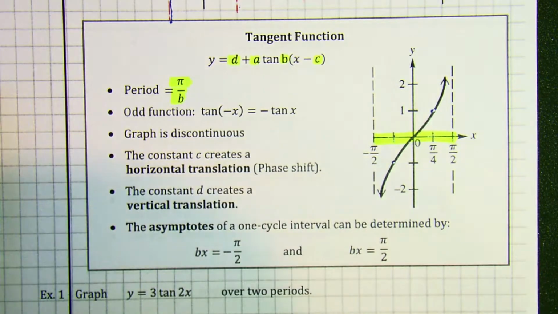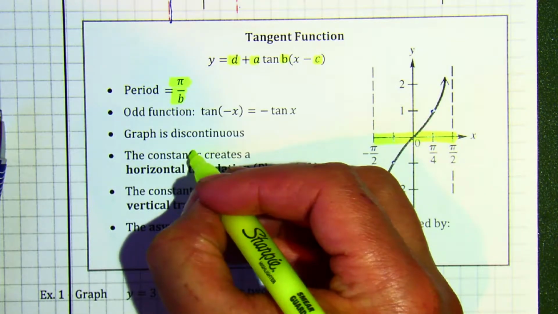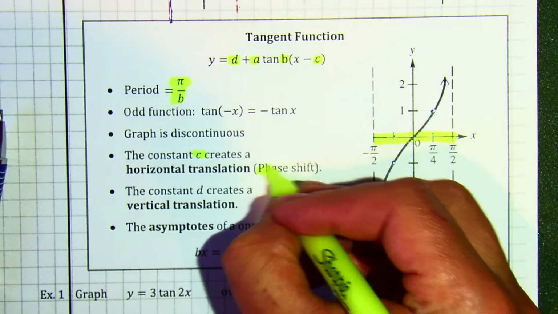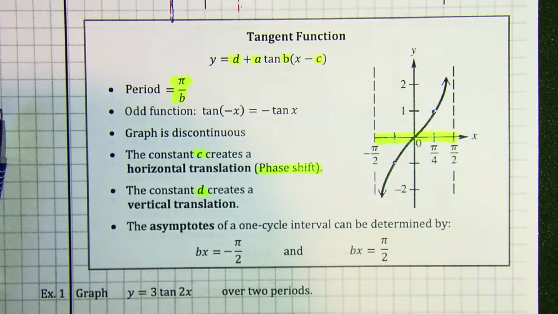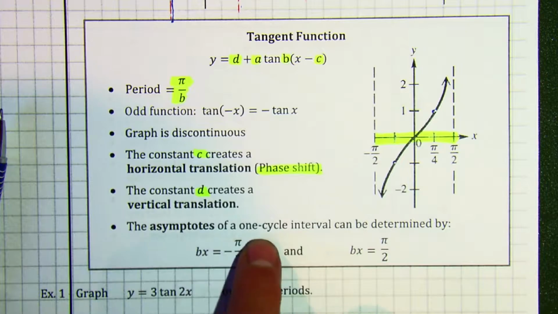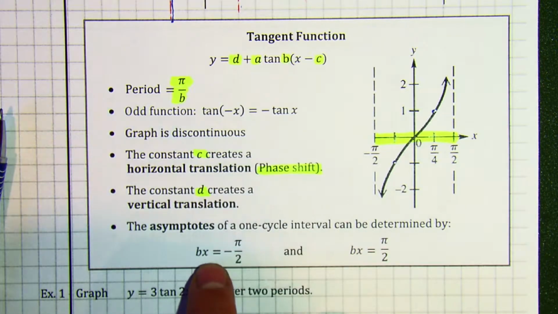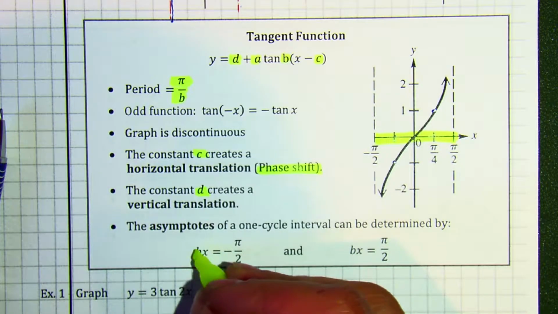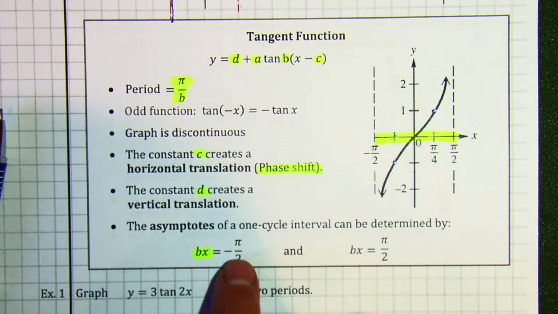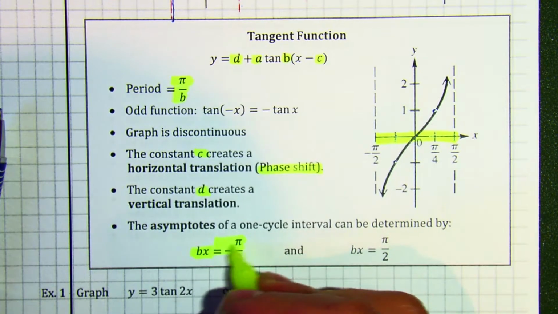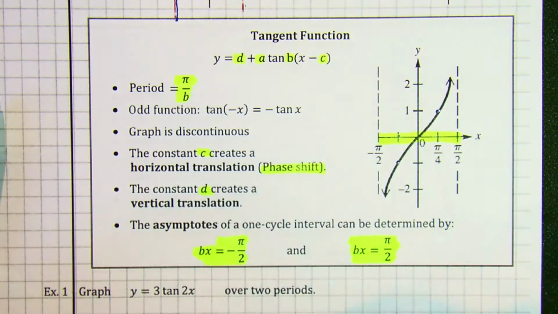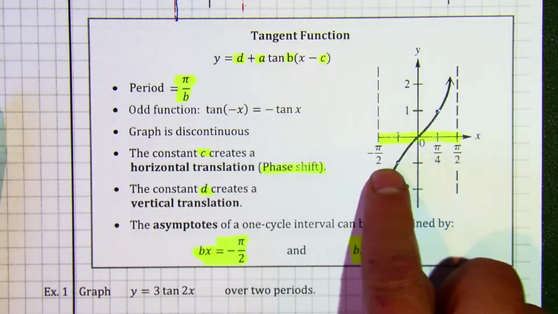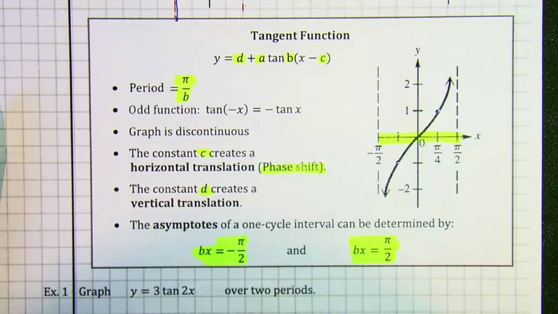The letter C, once again, is going to be your horizontal shift, which we usually call a phase shift. Your D is going to move it up or down, a vertical translation. And your asymptotes of one cycle will be determined by the following formula. bx equals negative pi over 2, and bx equals positive pi over 2. Those are your two asymptotes in one cycle.